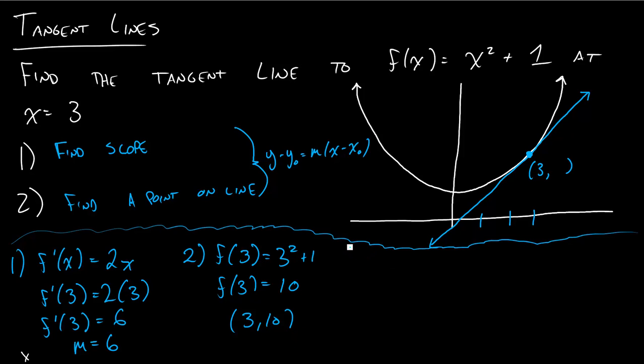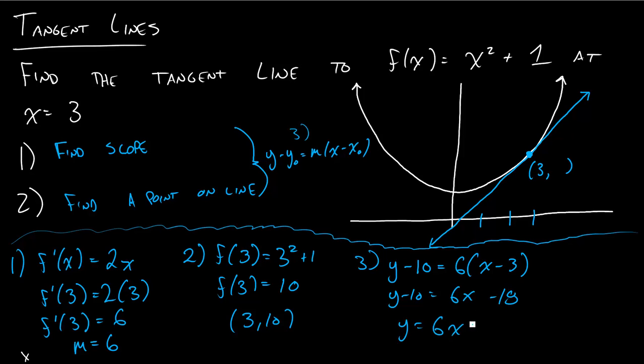So we know the point 3 comma 10, if we plug in 3, we get 10 out, is on the line, right? And so step 3 here is just plug these two facts into your point slope formula, and this is going to give us the equation of the tangent line. So we'll have y minus 10 is equal to 6 times x minus 3, or y minus 10 is equal to 6x minus 18, or y is equal to 6x minus 8.